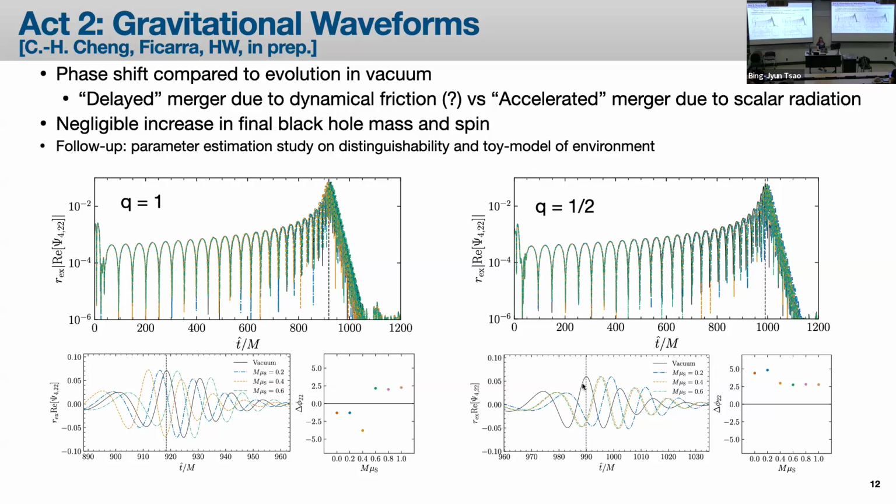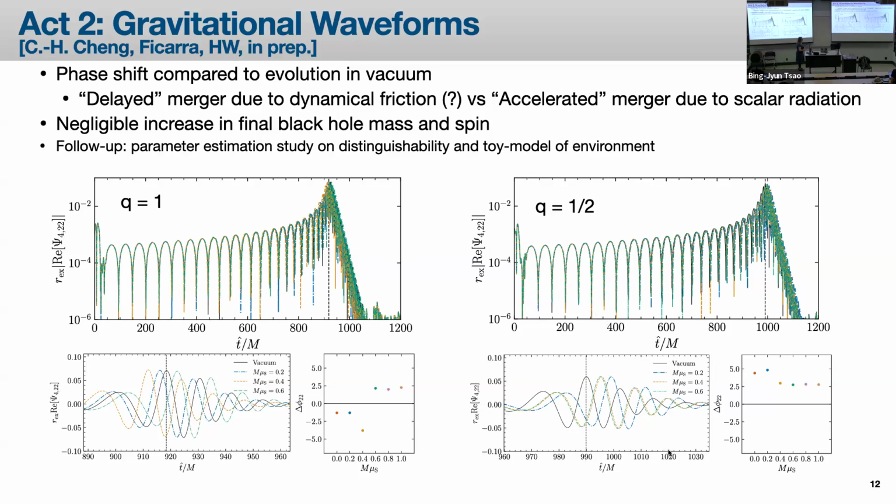And then we have a mass parameter of 0.2 in blue, 0.4 and 0.6 in orange and green. And in this case, we seem to see a delayed merger. So what's going on? What we think is going on is that there are actually two competing effects.